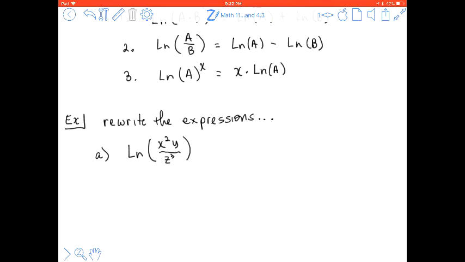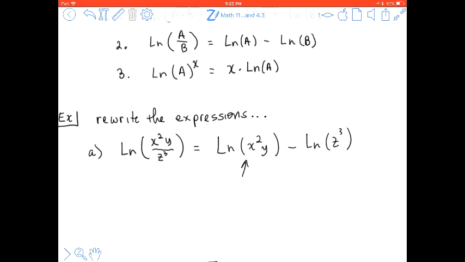So the expression inside the logarithm, this expression inside here is a quotient. It's got a numerator and a denominator. So the first rule we're going to use is the quotient rule right there. So we write this as the natural log of the numerator minus the natural log of the denominator.